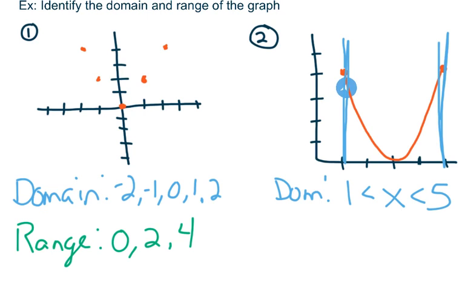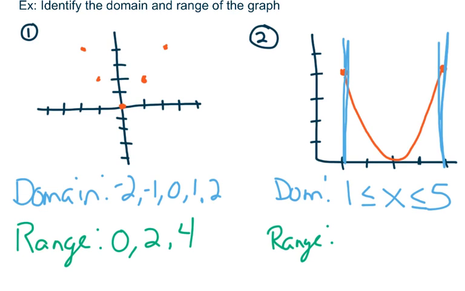Since we've got dots here, closed circles, that means we do get to use those points, which means those 1 and 5 are allowed. So the domain here for number 2 is 1 less than or equal to x less than or equal to 5. What that tells me is that all the x values lie in between 1 and 5, including 1 and 5.